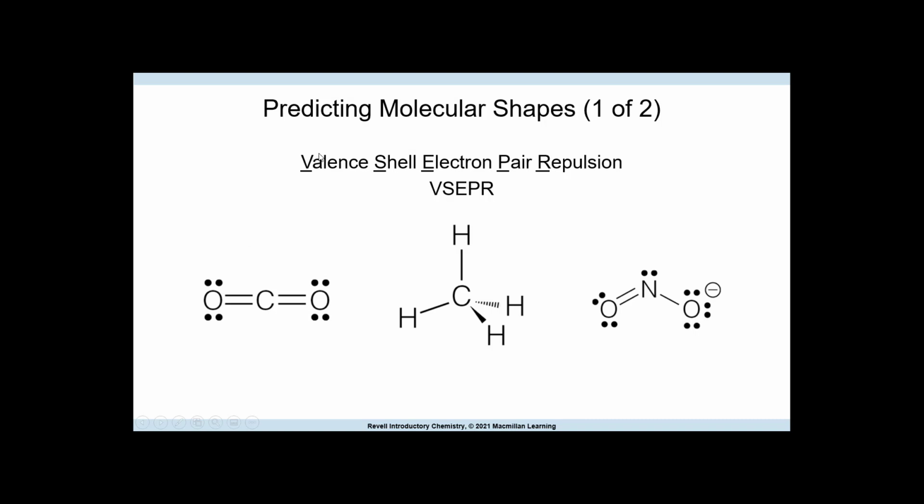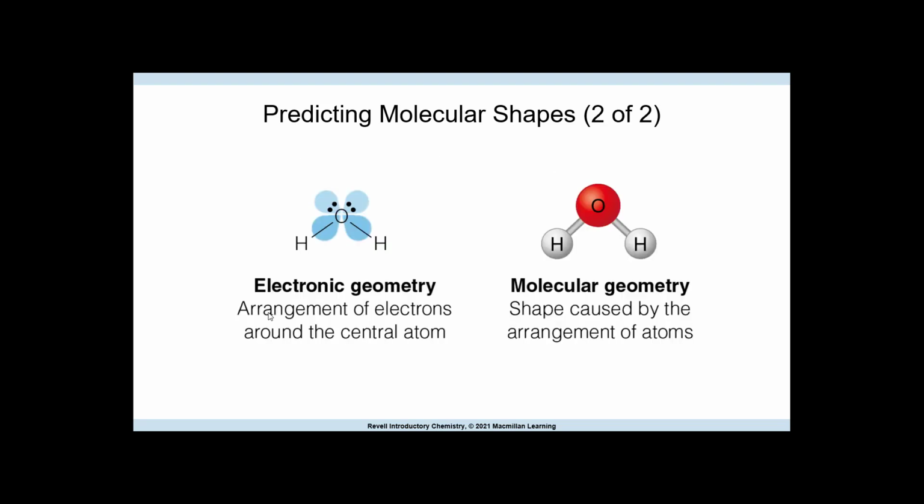So again, predicting molecular shapes, it's called VSEPR. I'm going to put up a chart that's going to have way more geometries than you're going to need on there. And you read it the exact same way. You count the attachments, and then you go from there. Electronic geometry is the arrangement of electrons around the central atom. Everything is based on the central atom. If you have a compound that has more than one central atom, you take it in steps, break it down.